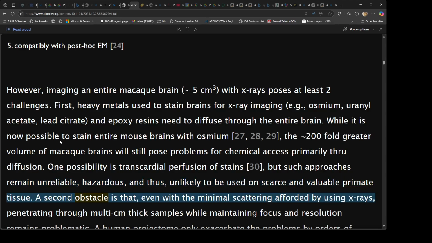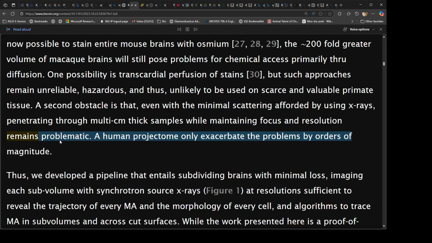A second obstacle is that, even with the minimal scattering afforded by using X-rays, penetrating through multi-cm thick samples while maintaining focus and resolution remains problematic. A human projectome only exacerbates the problems by orders of magnitude.